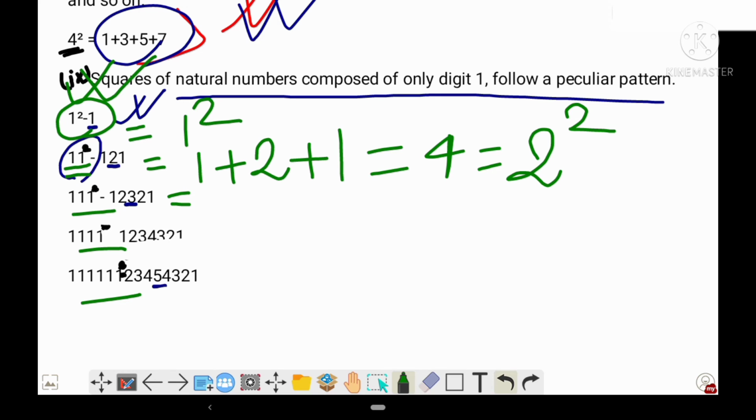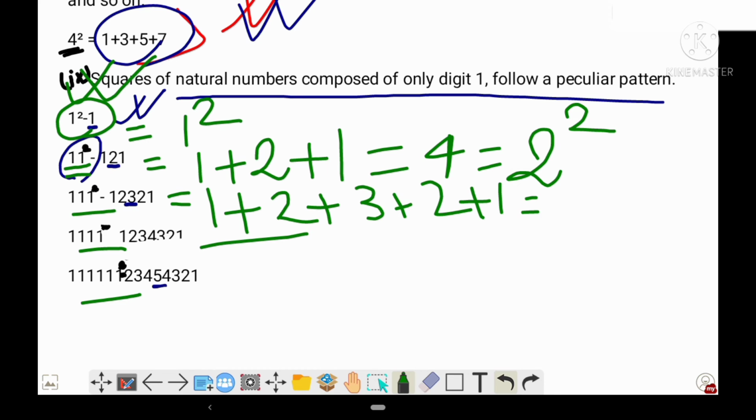Here you are seeing 3 ones we have. Okay, now add their square. 1 plus 2 plus 3 plus 2 plus 1. What do you get? 2 plus 1 is 3, 2 plus 1 is 3, 3 plus 3 is 6, and 6 plus 3 is 9. That's 3 square. So count the number of 1s, and if you add their square you get that.